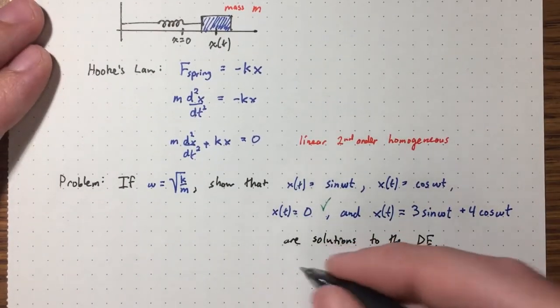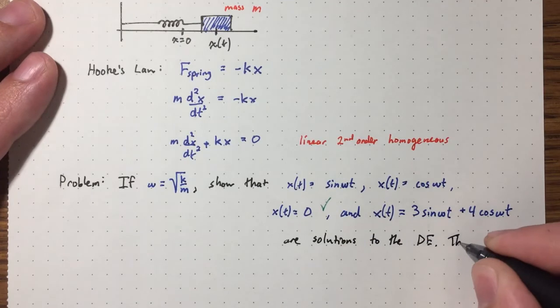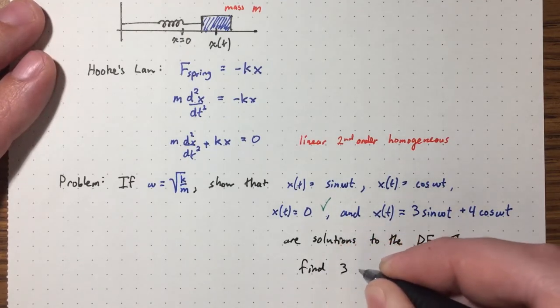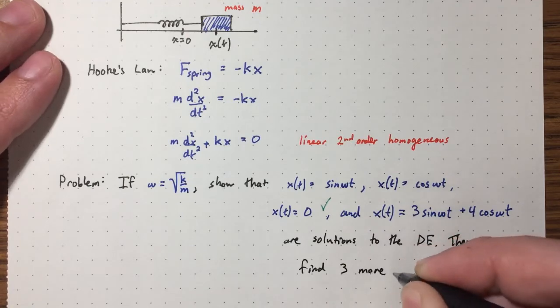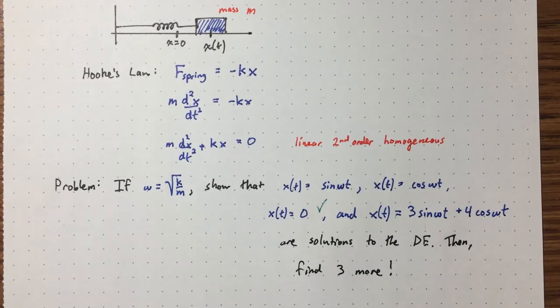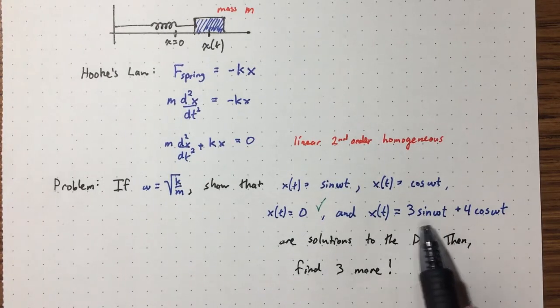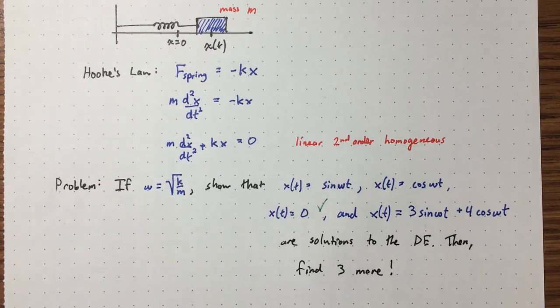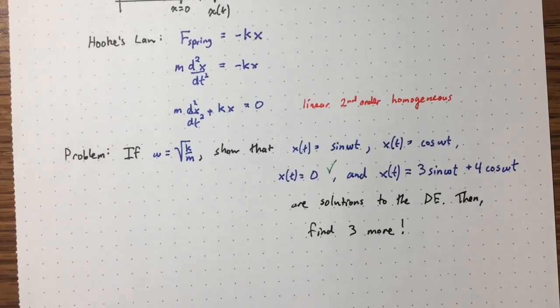Okay. So that's your first task, and then your second task is to find 3 more, or at least 3 more. So if you look at what I'm doing with this one, then you should get the idea. You can try plugging that in and see why it is a solution, and then you'll see the idea.